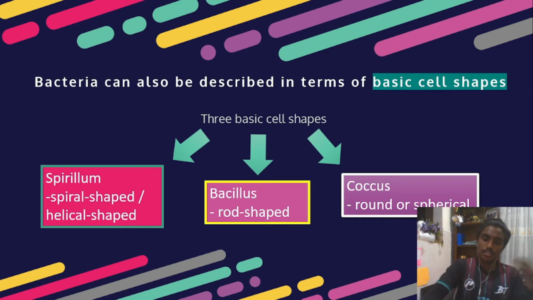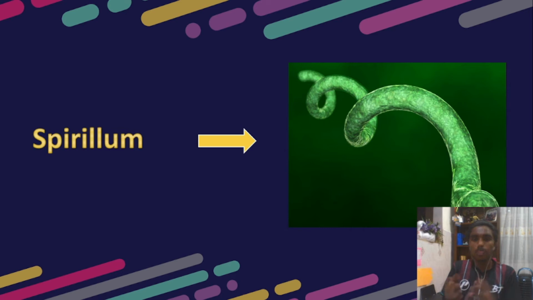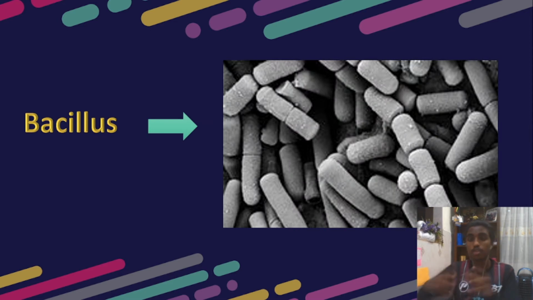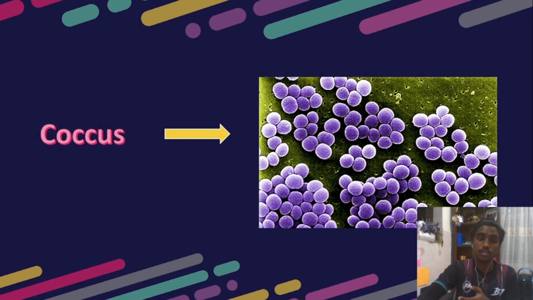Let's take a look at the examples. Spirillum looks like this. It's spiral shape, right? So the bacteria look like this. The next one is bacillus. Bacillus is rod shape, so you can see there it's a rod shape. The next one is coccus. Coccus is round or spherical.